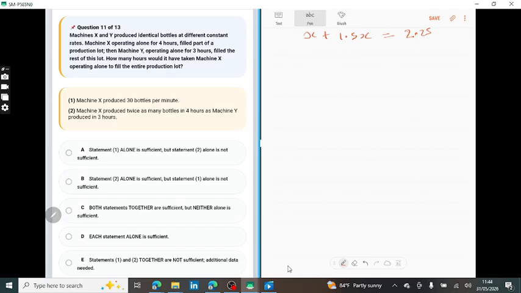Machine S produced twice as many bottles in 4 hours as machine Y produced in 3 hours. Now we have a basis of our comparison. Now that we have a basis, we can express one in terms of the other. Remember that last question, they said one number is 50% of the other. So this one too, we can express this in terms of the other. It's as good as we now have one variable. By knowing one variable, we can know the other one too. So combined together, they become sufficient.